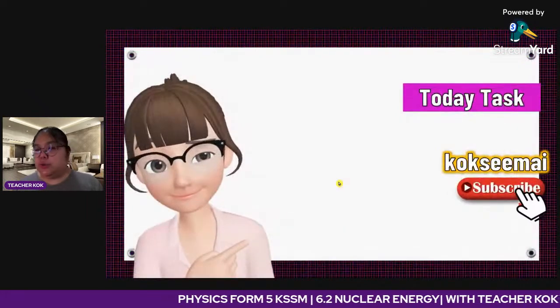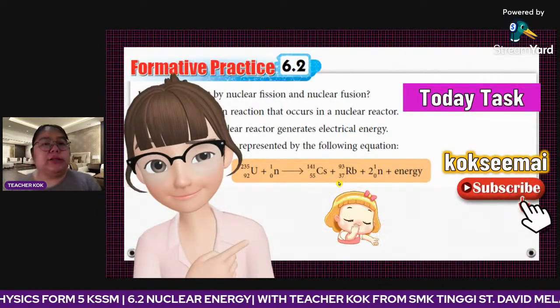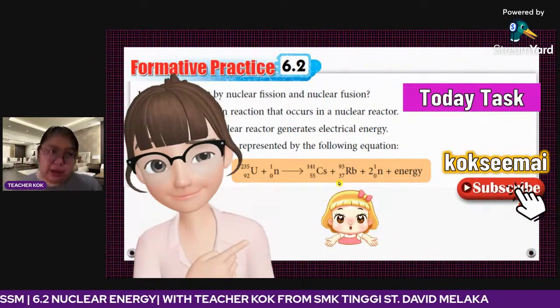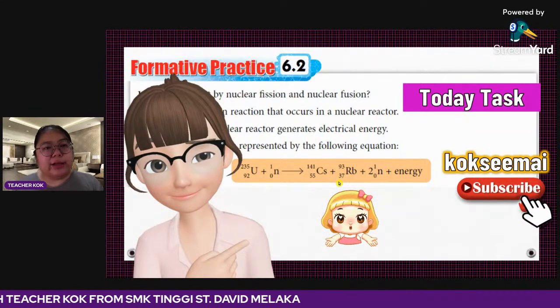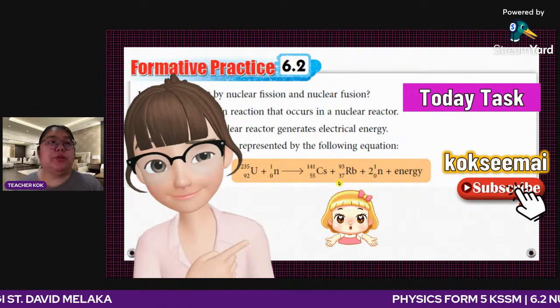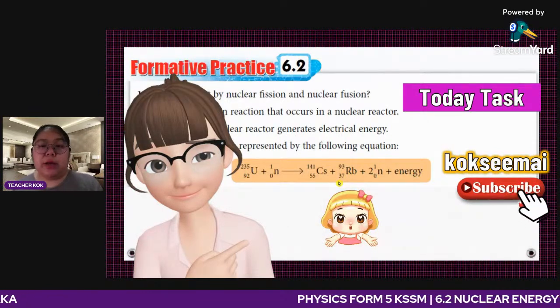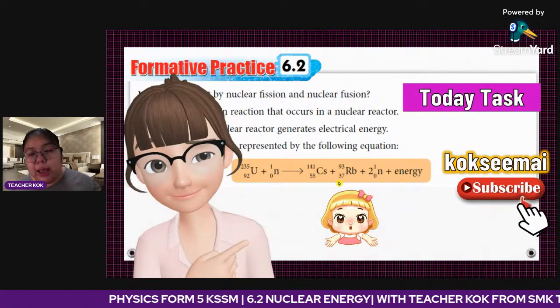What you need to do today is complete the formative practice 6.2 from your textbook. On Google Classroom today we have one exercise only, an essay question as a PPT. Another one is your Google form, for today's attendance. Today's code, help me to type.